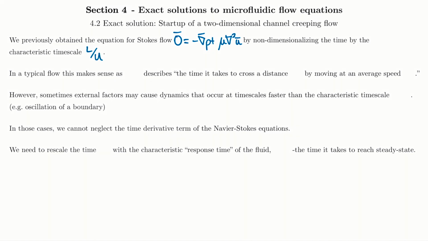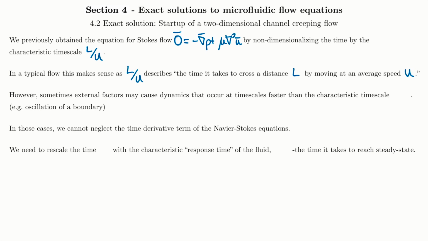And this normally makes sense. In a typical flow, this makes sense because L over U describes the time it takes to cross a distance, L, when you're moving at an average speed, U. And so that's normally the scaling that makes sense for us, right? But sometimes in problems, there can be things that go on faster than that, right? So if there are, for example, oscillation of a boundary there.